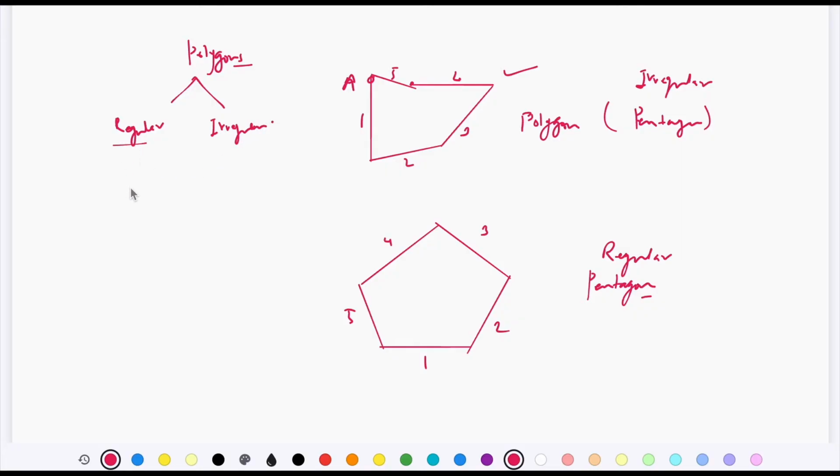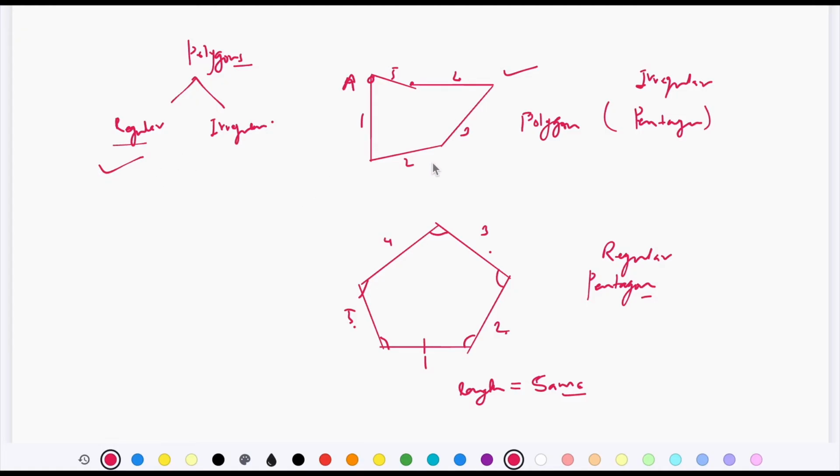Regular polygons means when this is side 1, side 2, side 3, side 4, side 5, if you measure the length of every single side, all these sides are going to be of the same length. So when all sides of the polygon are identical or of the same length, automatically the angle between any two adjacent sides is going to be the same, and that polygon is called a regular polygon.